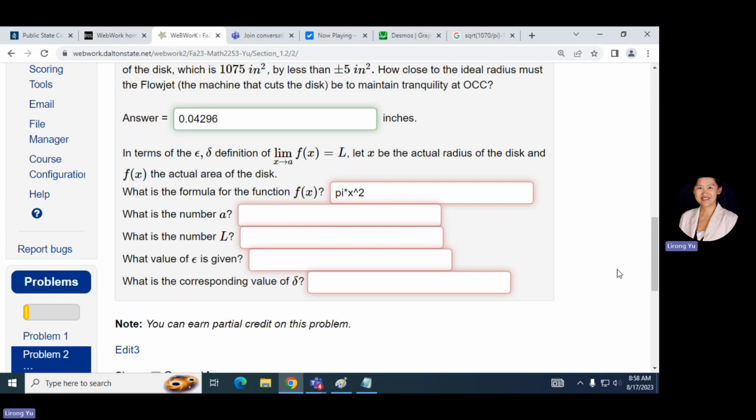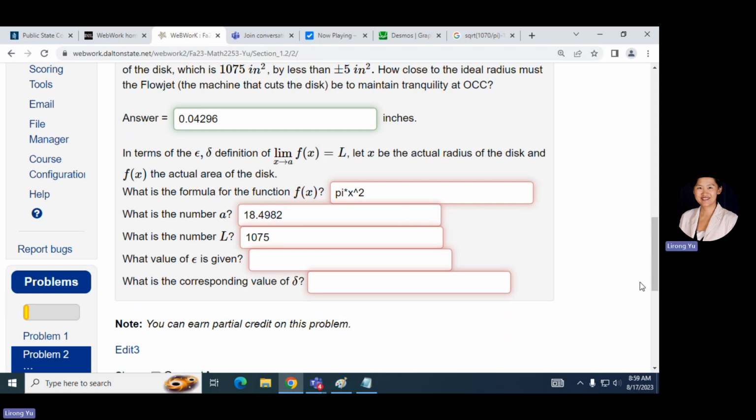What is the number a? If the a was the limit x goes to, that one is the radius that we calculated, 18.4982. What is the final limit, which is a targeted area? That's 1075. You want the area to be 1075. You're going to make that happen by making the radius to be 18.4982. So these two are closely related. One is the radius, one is the targeted area of the circle.